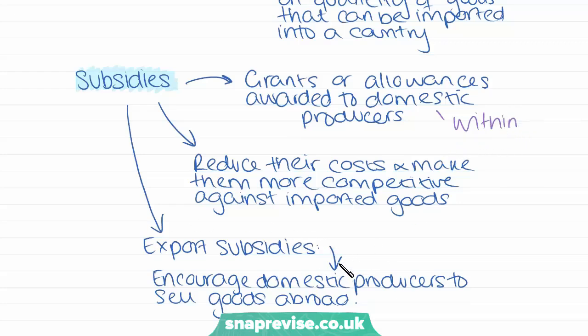And we also have what are called export subsidies, and these encourage domestic producers to sell their goods abroad. And another point about subsidies is that, as I mentioned before, allowing the domestic producers to reduce their costs makes their goods cheaper in supermarkets, for example, so that people are more likely to buy these cheaper goods, and this will help domestic producers rather than the imported international goods.